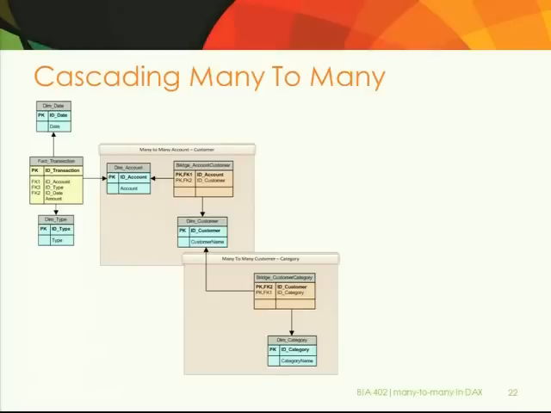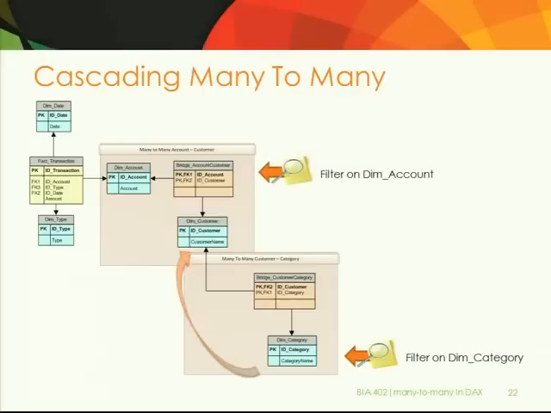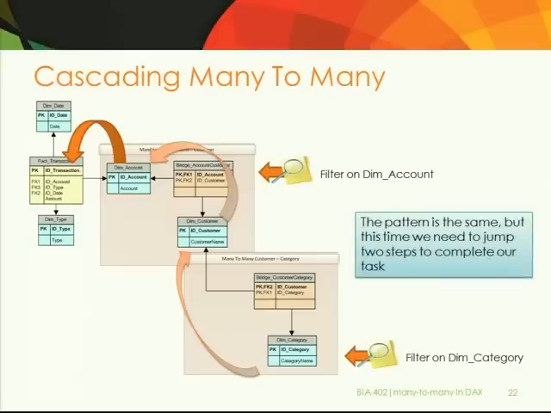And if I want to browse my transaction table filtering the category, of course, I need to apply the many-to-many pattern more than once. We start filtering dim category, and we need to push the filter on dim account. This time, we have to do the first step from category to customers. Once customers are filtered, we can do the second step and filter accounts based on customers. The pattern is identical to before. Of course, at the end, account will filter the fact table. The pattern is the same, but this time we need to jump 2 steps before we go to the final result. Okay?